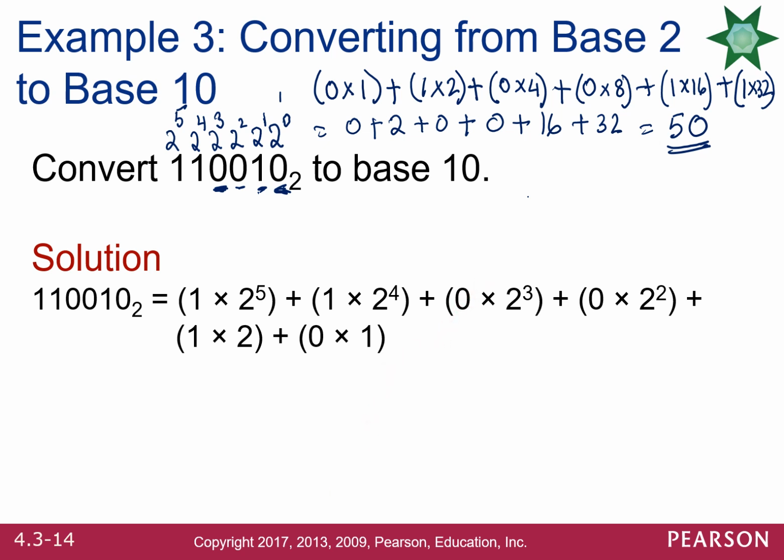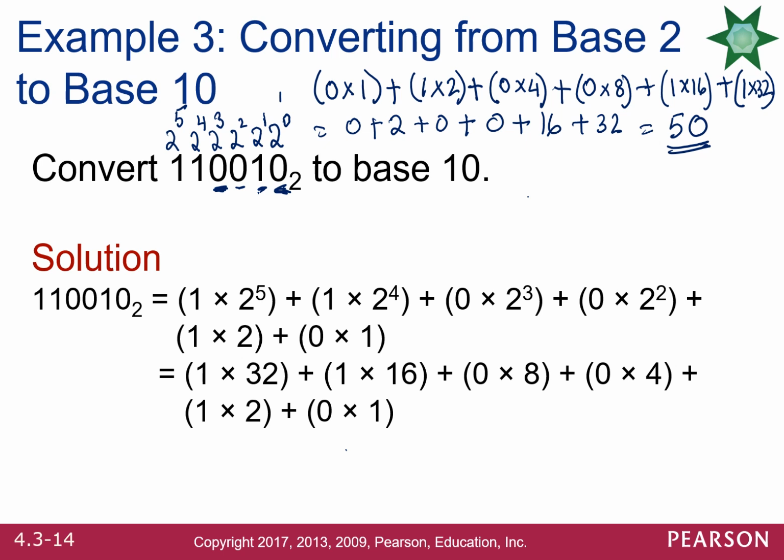So it doesn't matter whether you start from the left or from the right, you should still get the same answer. And then we have the next step, 1 times 32 plus 1 times 16 plus 0 times 8 plus 0 times 4 plus 1 times 2 plus 0 times 1. Exactly what we have here. If you read from the right to the left, they have the same thing here. And then finally, it's 32 plus 16 plus 0 plus 0 plus 2 plus 0 for a value of 50. So they got the same answer as we did.